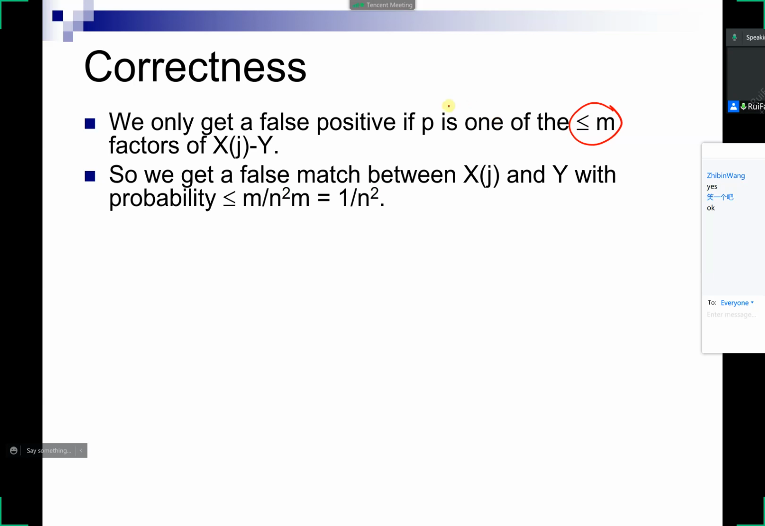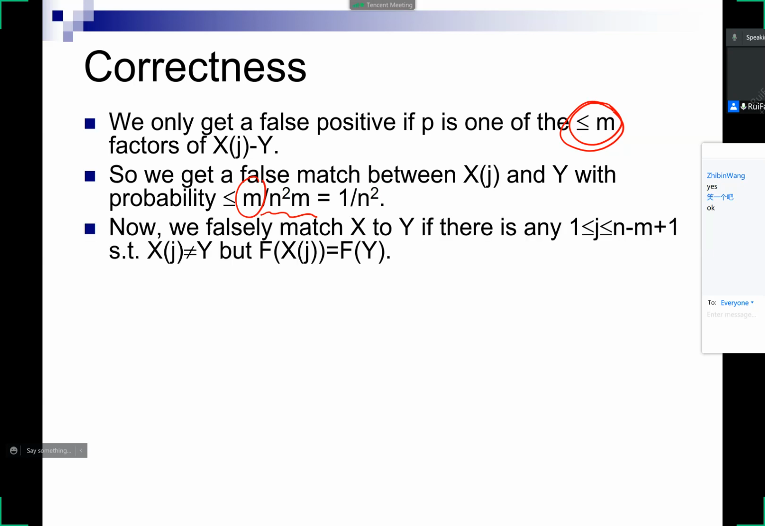Right, well, in order to get a false positive, P has to be one of these m special primes, right? But in total, there are n squared times m primes less than t. So the probability that a random prime less than t is actually one of these special primes is going to be this thing. Okay, it's 1 divided by n squared at most. Okay, and now this is actually just the false positive probability for xj and y.